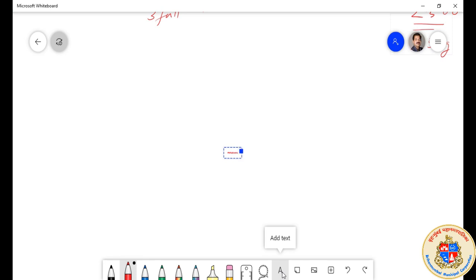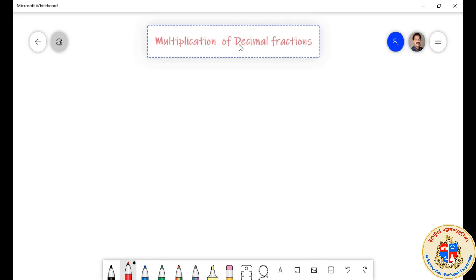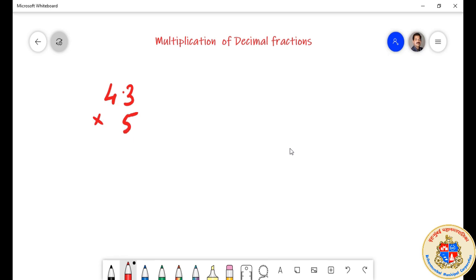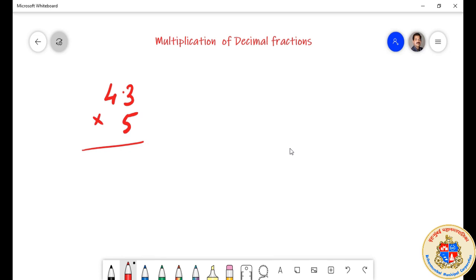Multiplication of decimal fractions. That is the topic. Suppose that you have to multiply 4.3 with 5. थोड़ा पतला कर देता हूँ. So what will happen? How will you multiply?